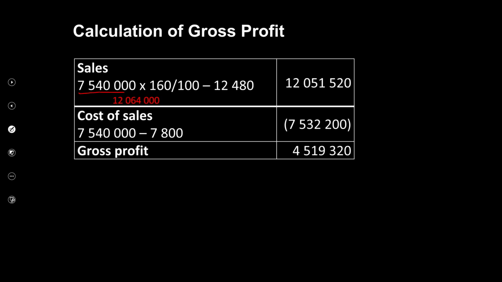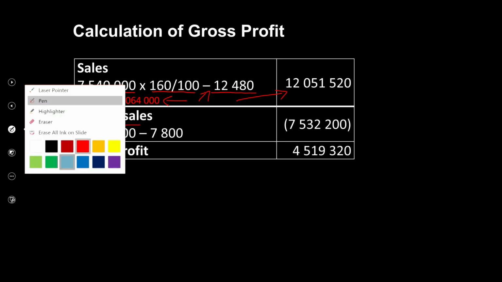with my cost of sales, I added my markup, I subtracted the return. Can you see how important it is to show your calculations? Remember, that component, the 7,540,000 times the markup gave you the 12,064,000. You then subtracted the return of merchandise of 12,480 to give you your final sales figure of 12,051,520.